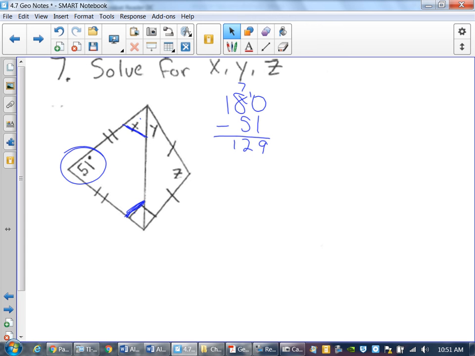I cut this guy in half, and I'm going to get 64.5. Is it okay that you get a decimal? Absolutely. It can happen, guys. So that means that angle x equals how much? 64.5. Which means the angle down here is also 64.5.